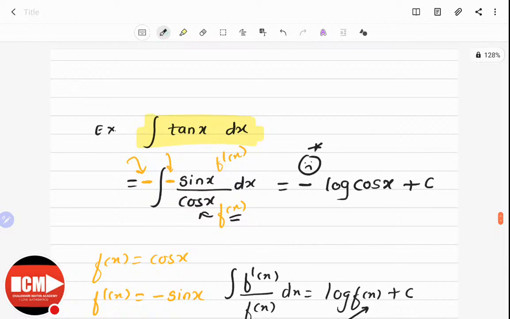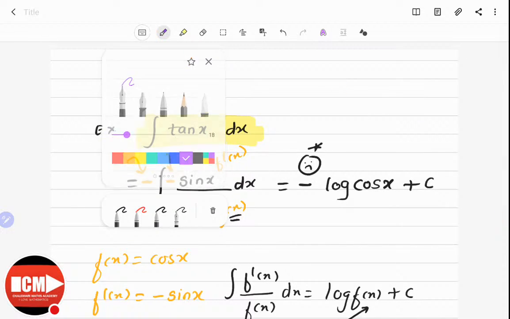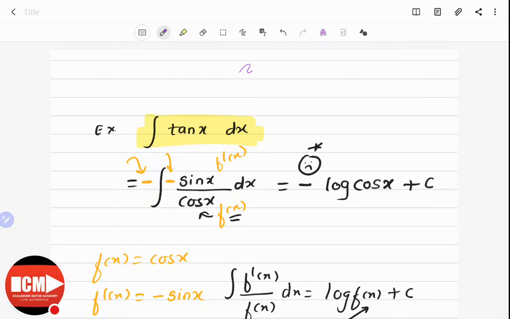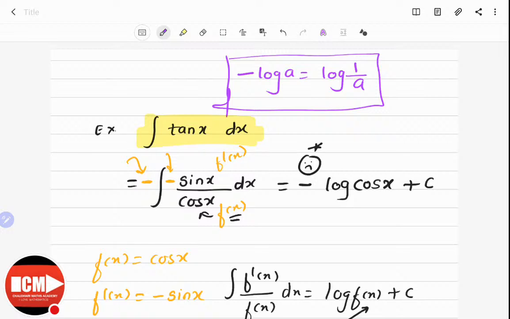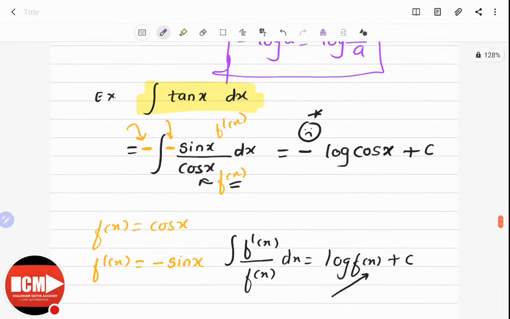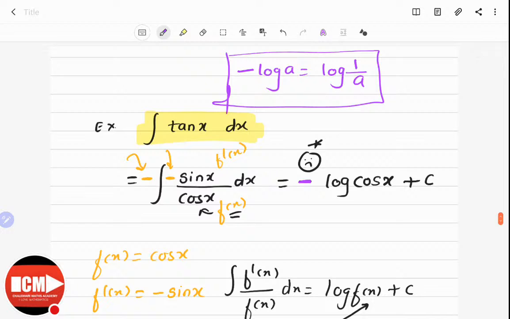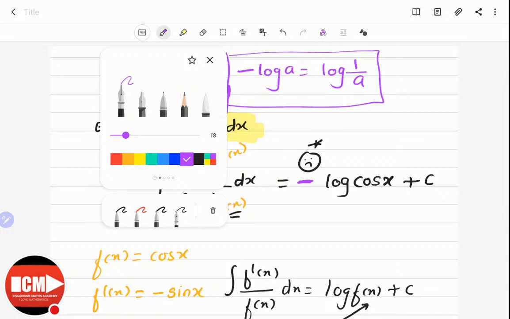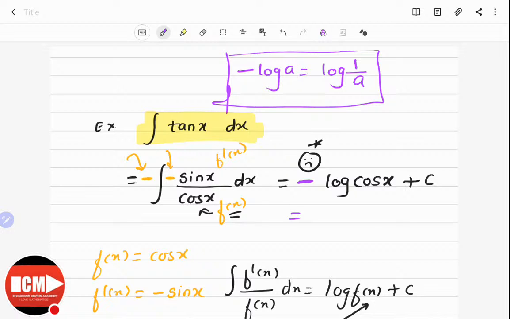If you remember, here I am giving you one important formula from the logarithm. If it is minus log a, then we can express it as log of 1 upon a. This is a basic formula from logarithm. So minus log a is always log of 1 upon a, and I don't want this minus sign. So let's simplify it in this way. Here I am writing minus log of cos x as log of 1 upon cos x plus c.